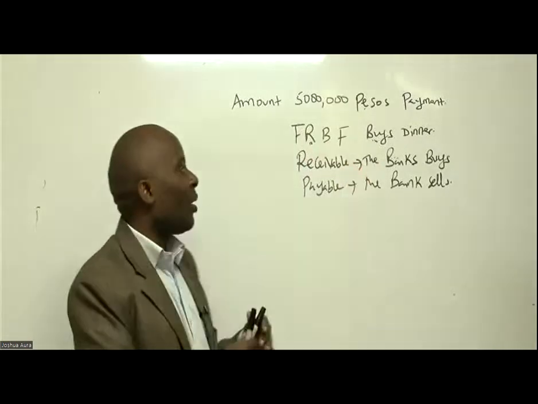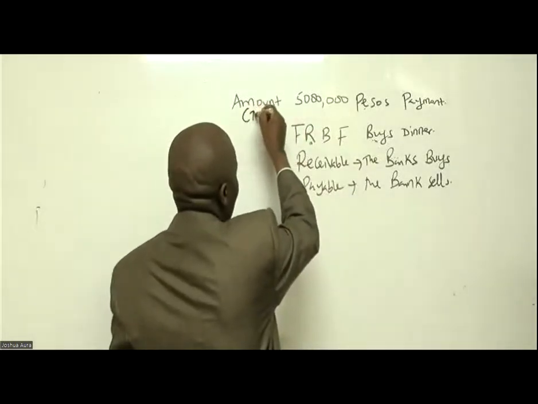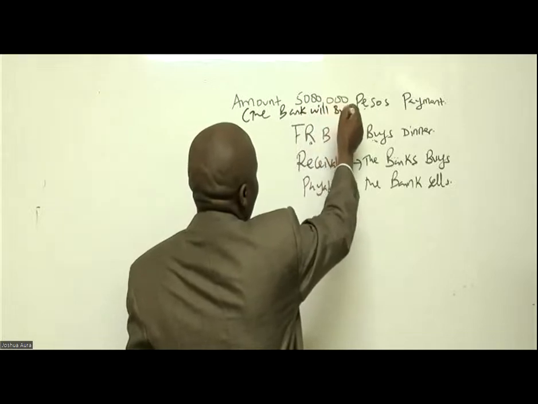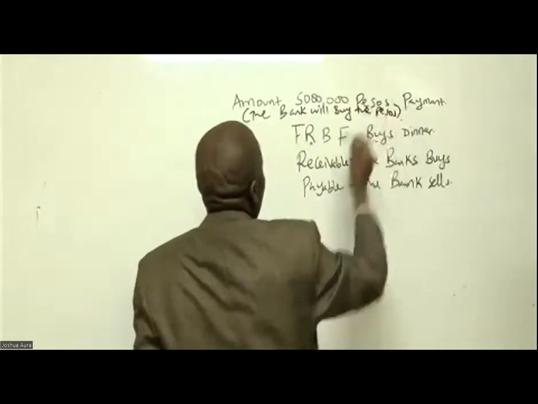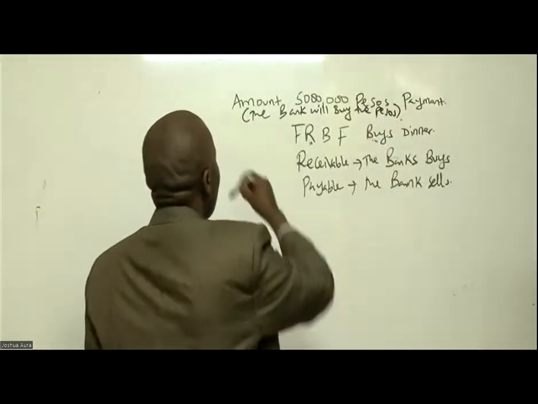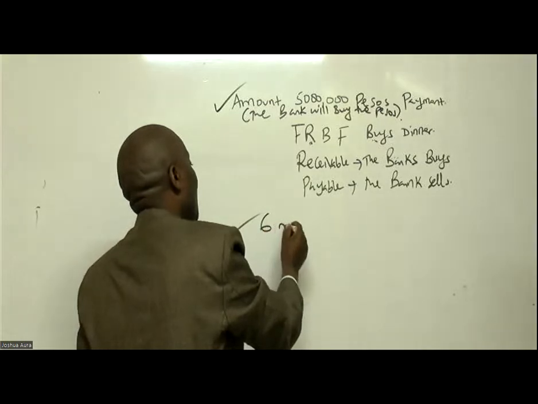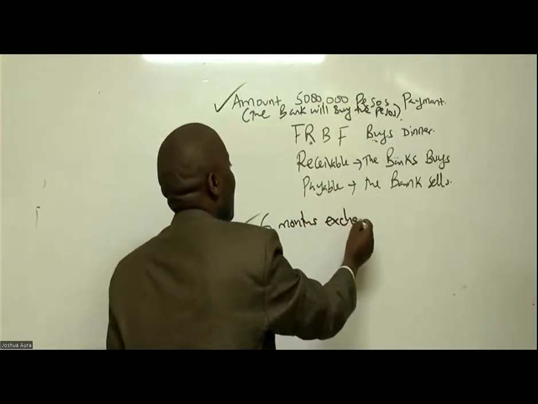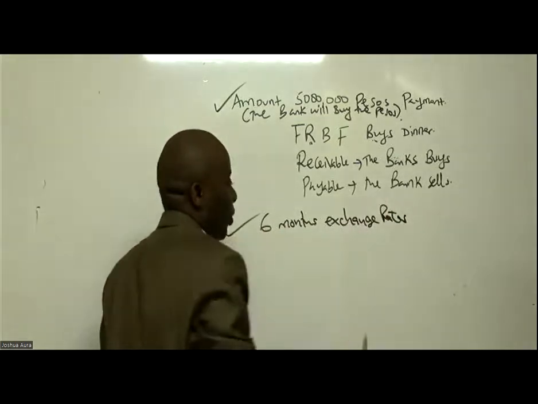So in this case here, the bank will buy. I hope you've written there in capital letters that the bank will buy the pesos. Great. So tick there. Second thing, it's 6 months, so we need the 6 months exchange rate. They'll always give you 2 rates. There are even more rates.